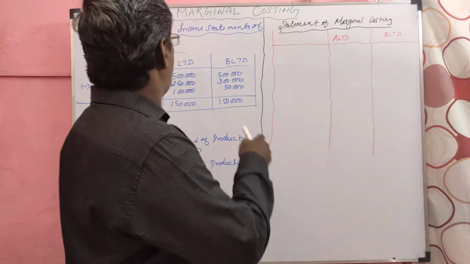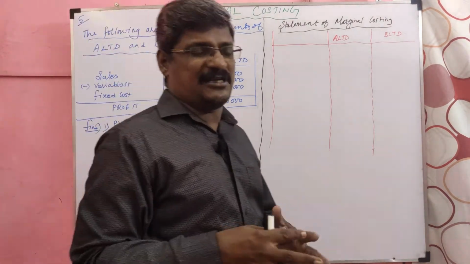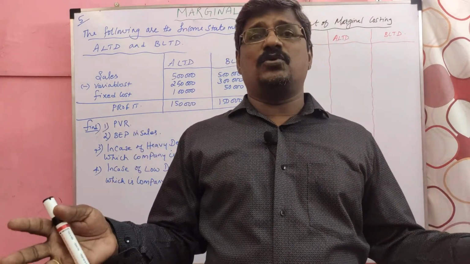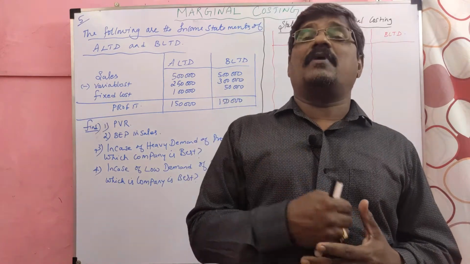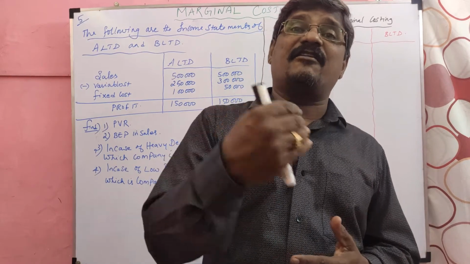Here two companies' income statements are given, that is, two companies' profit and loss accounts. With the help of these two, we can compare the two companies. So in marginal costing, we can do interfirm and intra-firm comparison.